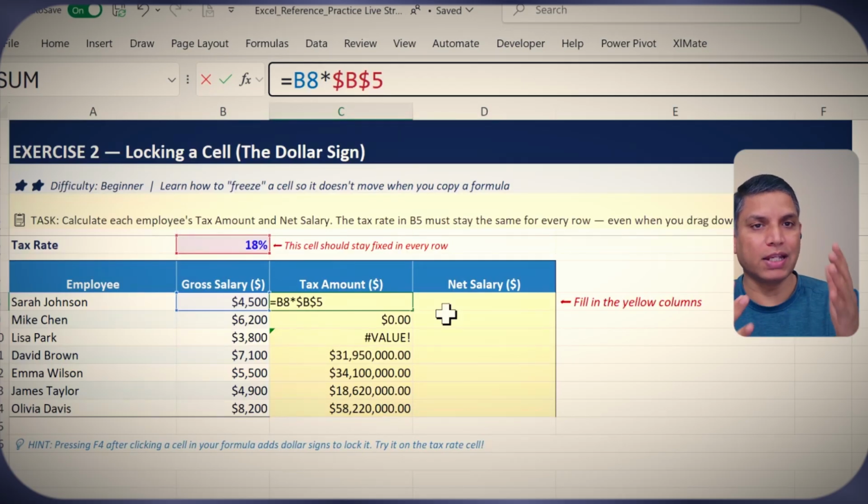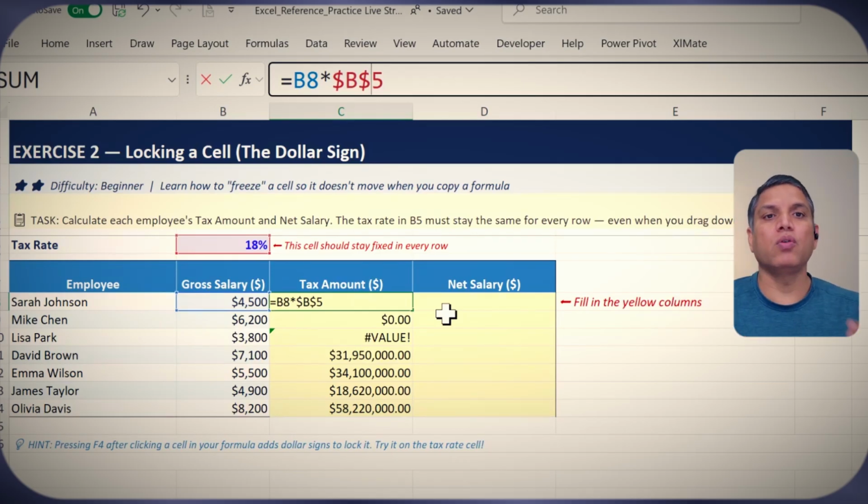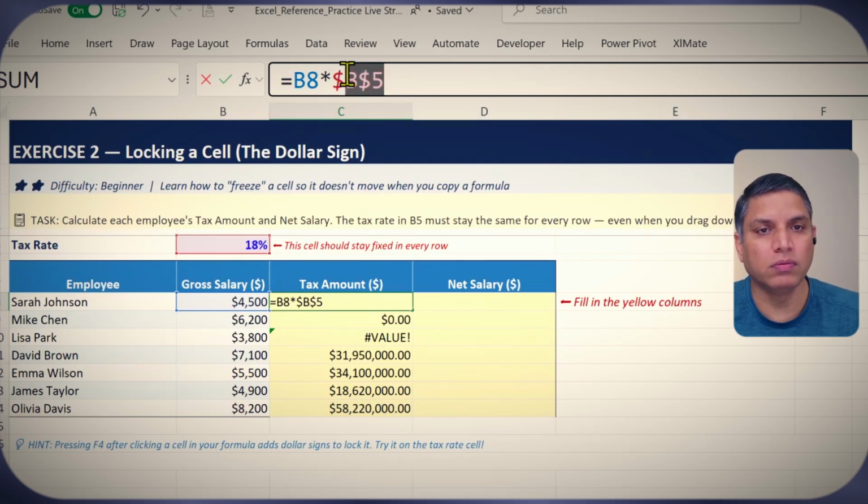Okay, so actually you need to fix what should not be moved, because when we move up and down, the row number 5 becomes 6 or 4 or 3 or 8. When we move left and right, B may become A, or it may become column C, column D. So we need to think what should not move, and that should have a dollar before that component.